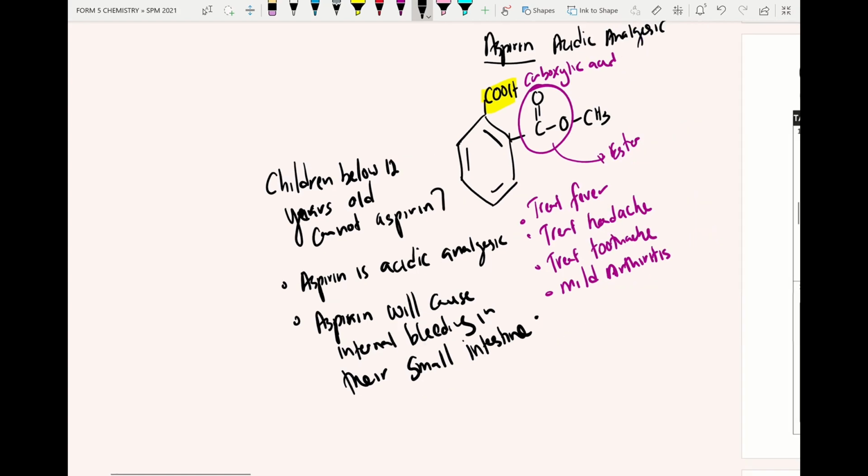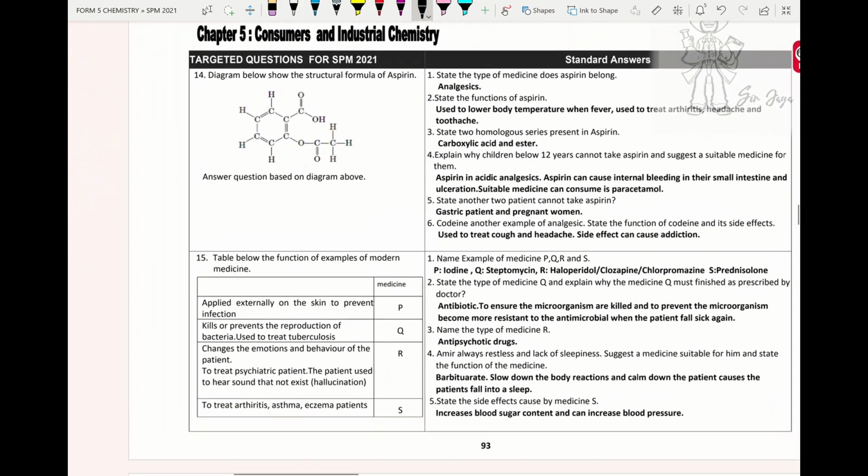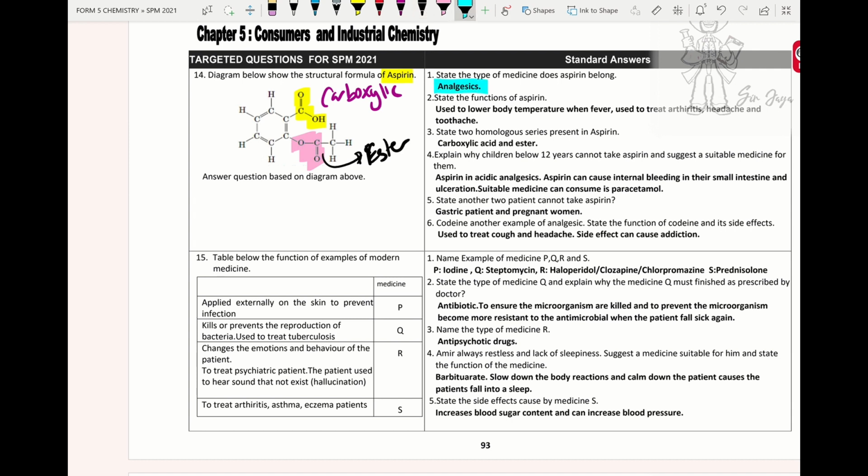All right, we move on to the next question. Another two persons who cannot take aspirin, please check this question. The diagram below shows the structural formula of aspirin. Here we have one homologous series, which is known as carboxylic acid. Another homologous series is here, which belongs to ester. State the type of medicine aspirin belongs to. The answer will be analgesic.